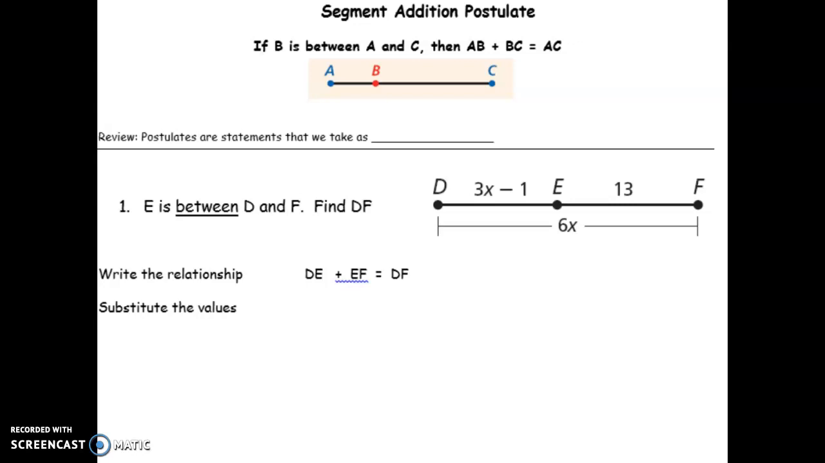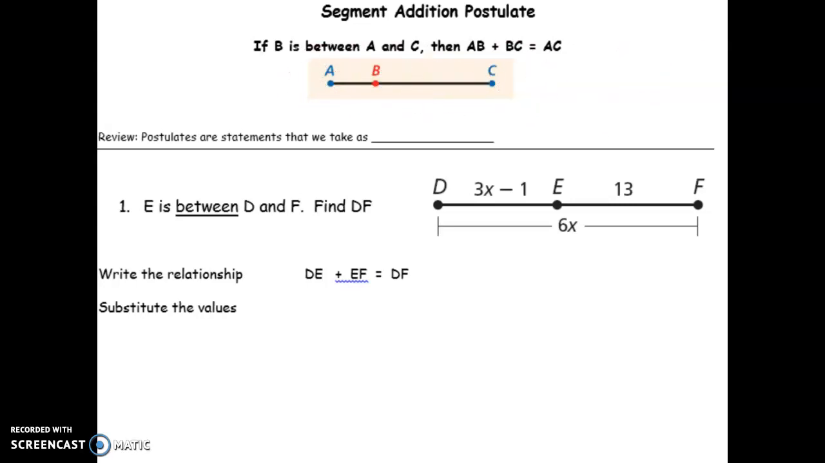started with our segment addition postulate. And so what that says is, if B is between A and C, then AB plus BC is equal to AC. That sounds like a lot of words for something that's very simple. Basically, you have this entire segment. And what that says is that if B happens to be in between these two endpoints, then this segment plus this segment equals the entire segment. So there's nothing too terribly difficult. You guys will see what I mean in just a sec.